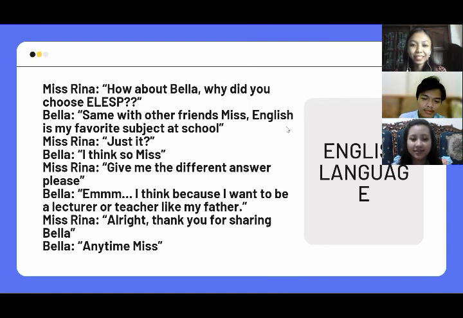Anytime, Miss. Alright, so the social factors from this dialogue are the formality and the status relationship. Why? Because it shows the degree of formality and the role between Bella and Miss Rina, from the teacher to the students.